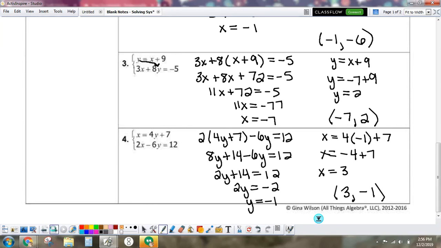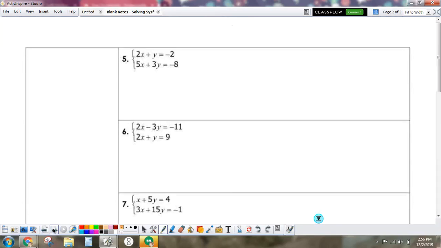On to the back. We're just going to keep solving these types of problems. This time, though, they didn't already have it solved for a variable. So you can pick which one you want to solve. I'm going to solve for y. I'm going to use the first equation. Since y is already by itself here, I'm going to solve this one for y. So that means I subtract 2x from both sides, and I get y equals -2x minus 2.